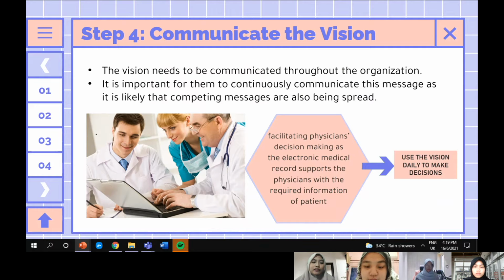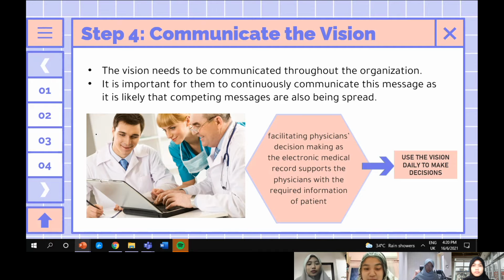In the fourth step of the Kotter model, we communicate the vision. As one of the consultants in the medical center, I need to always remind the upper management to communicate the vision, because the vision needs to be communicated throughout the organization from the upper until the lower management. For example, in this scenario, the manager can hold a special meeting to discuss the importance of using new technology, so the employees will get the message, and the message will spread through day to day communication within the company.